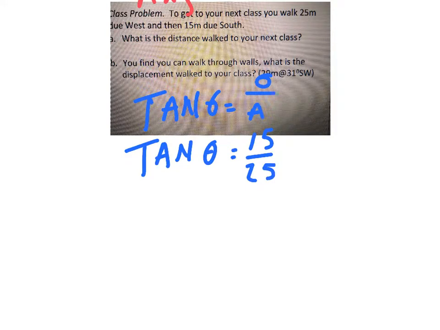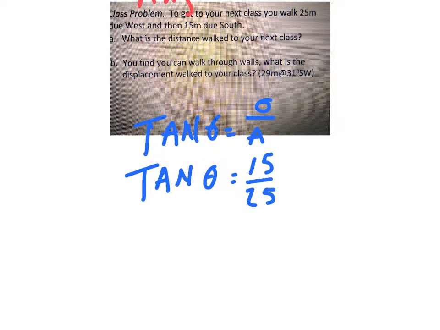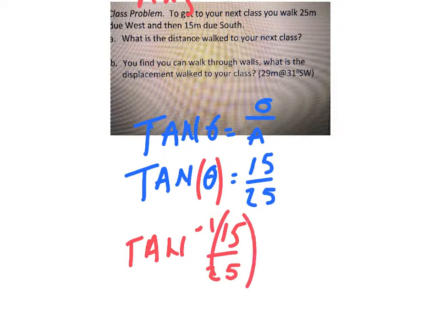To get the angle, for us to get theta, we need to do the inverse tangent. On your calculator, you'd hit second tan, which would pop up on the screen as tan to the negative 1, and then you would do 15 divided by 25. That's theta. So if I type that in, I do second tan 15 divided by 25. There's my 31 degrees. So theta is 31 degrees.